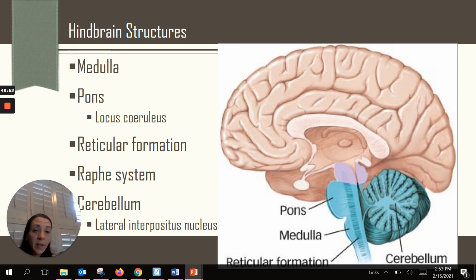The cerebellum is considered the little brain. It's responsible for balance and coordination, aim and timing. It's responsible for recognizing sensory stimuli that's felt, so your touch sense. It also has a role in sustaining and shifting attention.